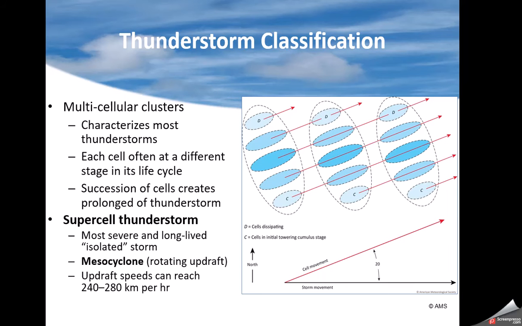So here you can see a multi-cell cluster. You have one individual cell developing at the southern end of the line. It grows as it transitions through the line, as this line is moving to the east, and eventually dissipates on the northern side of the line. So typically the strongest cells are on the southern side of the line.